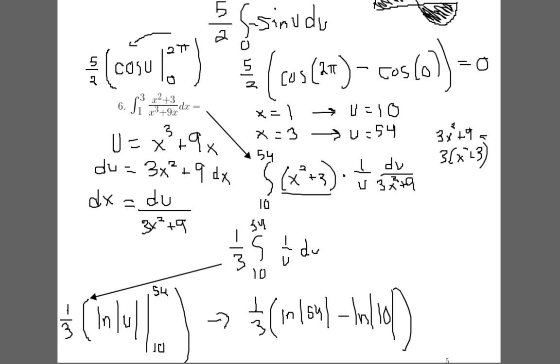And then when we plug in our dx, we get 3x squared plus 9, which gives us this 3 times the quantity x squared plus 3, and that will cancel out with this expression x squared plus 3, which will just give us 1/3 times 1 over u. We can pull that 1/3 out because it's just a constant coefficient. And that'll give us the integral from 10 to 54 of 1 over u du. Did that make sense?